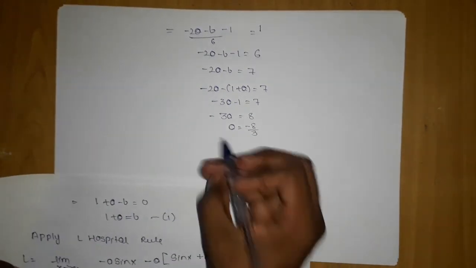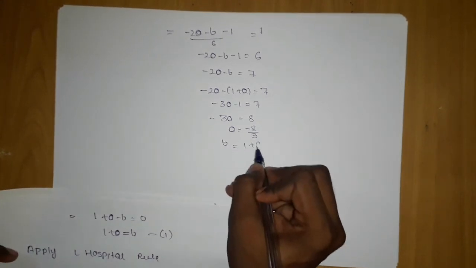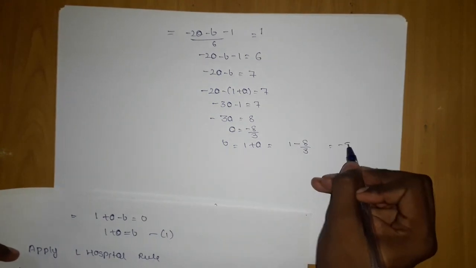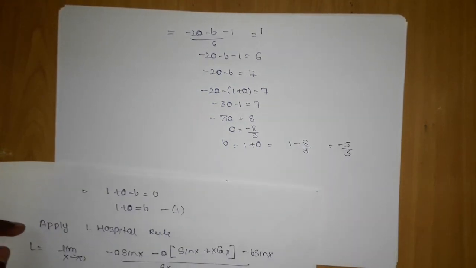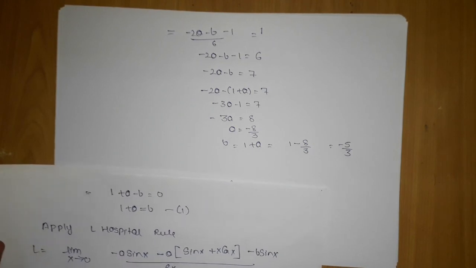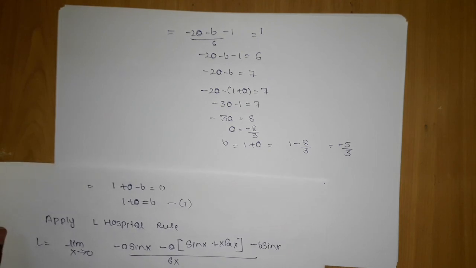If a equals to minus 8 by 3, b will be what? B we know is 1 plus a, 1 plus minus 8 by 3 giving me minus 5 by 3. So these are the values of the constants, and after this you have to write the question and then substitute and say that these are the values of the constants. You will get the complete marks.